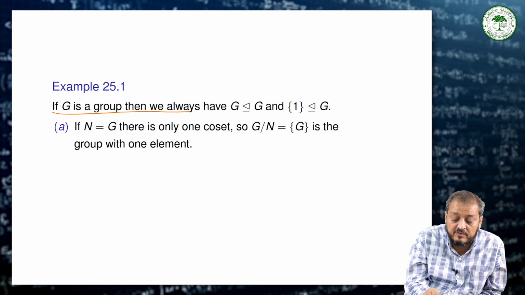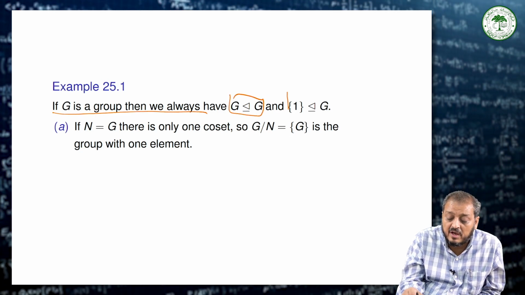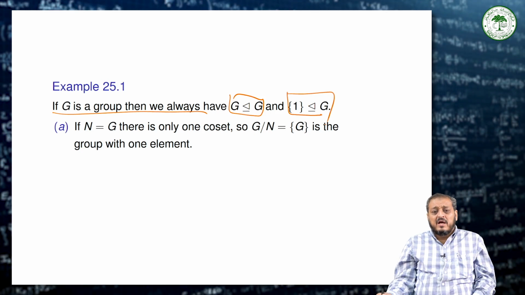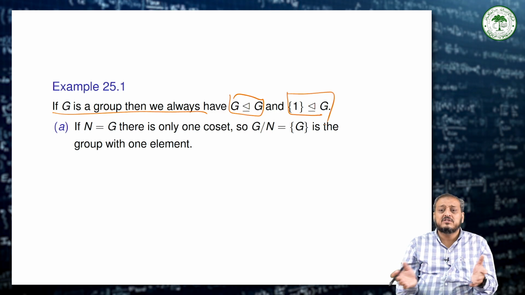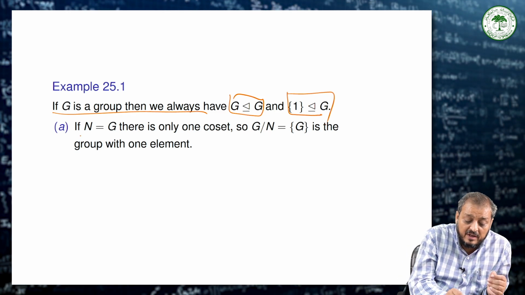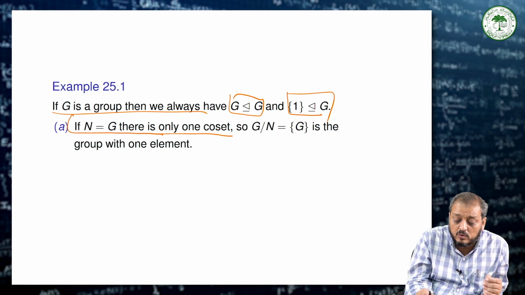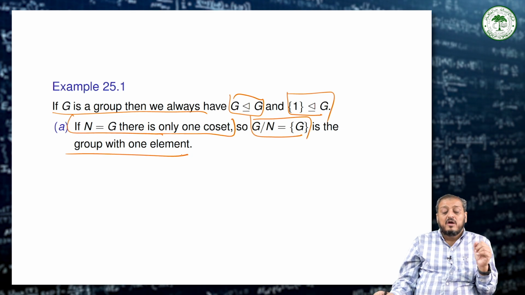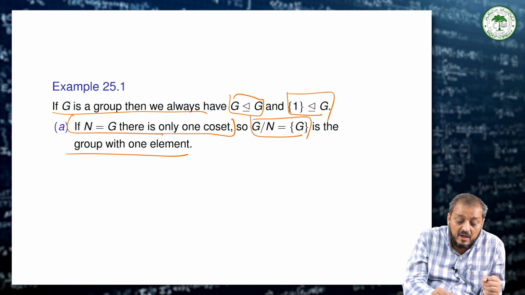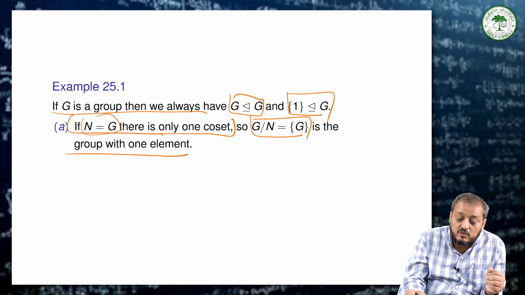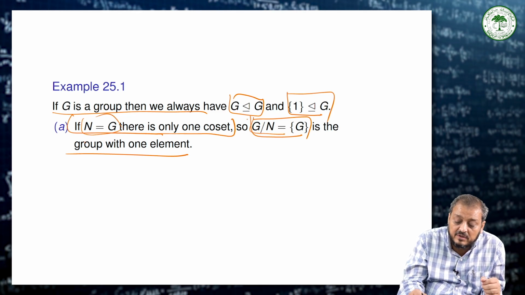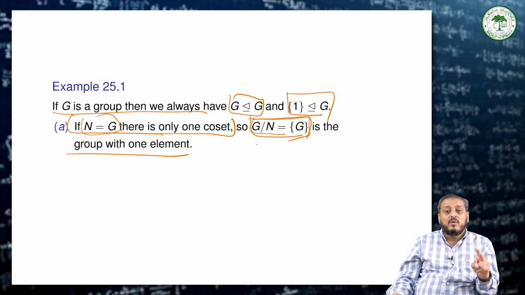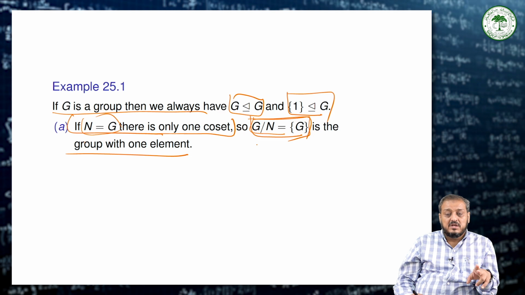Okay, so now we have a trivial example. Let G be a group. G is always normal in itself, and the identity subgroup is also always normal. These are the two trivial subgroups which are always normal in G. If N is equal to G, there is only one coset in G, that is G itself, so G by N is a group of one element, that element being G itself.